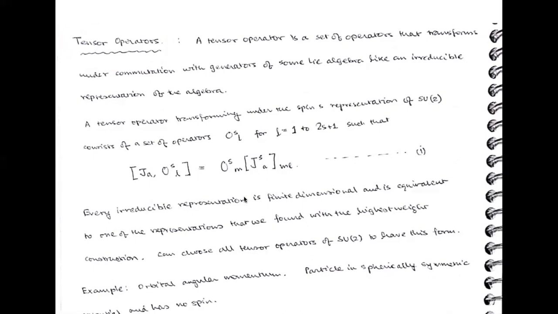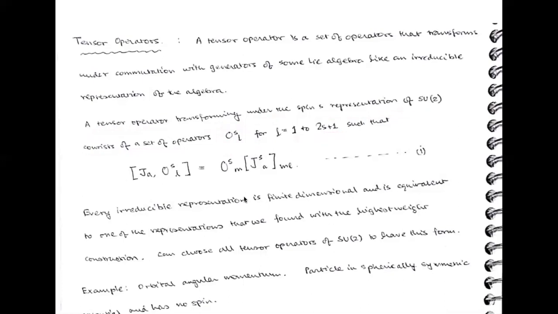So let's try to define things in terms of SU2, because that is what we are going to be interested in. A tensor operator transforming under the spin S representation of SU2 consists of a set of operators, and we're going to call the set of operators O_S^L. And L is going to run from 1 to 2S plus 1.